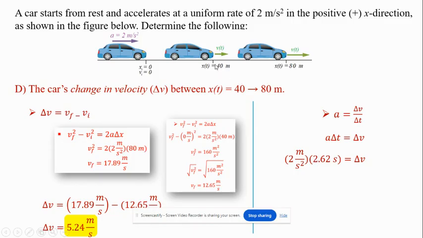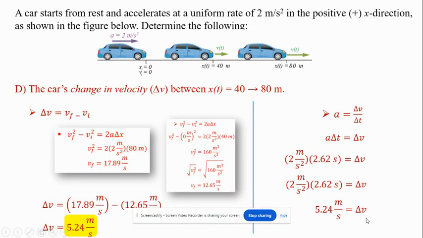So it only took 2.62 seconds for the car to go from 40 meters to 80 meters. Therefore, you just plug values in, and I noticed I did that step twice, so ignore that. But you should get the same value. 2 times 2.62 seconds will give you a change in V of 5.24. Okay. And I want to point out that you need to put east, or rightward.